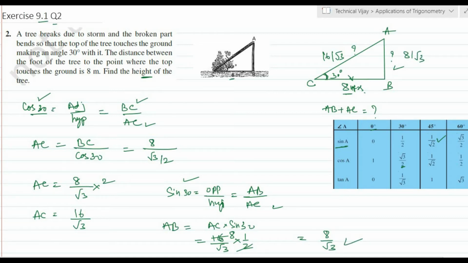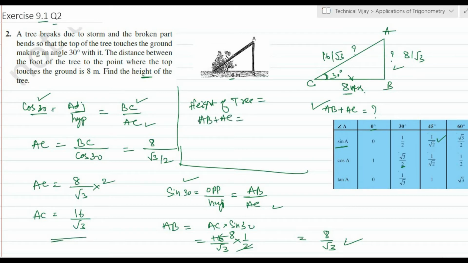So now the total height of the tree is nothing but AB plus AC. So AB is equal to 8 by root 3 and AC is equal to 16 by root 3. That is 8 by root 3 plus 16 by root 3. So root 3 will be the LCM. So 16 plus 8, that is equal to 24 divided by root 3.